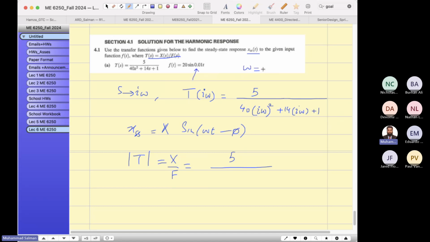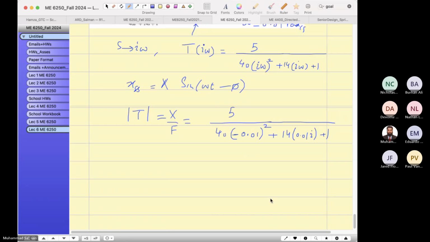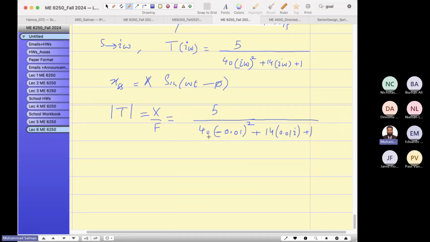The forcing frequency is 0.01 radians per second. So I want to just replace it by iota square, which is just like minus omega square, minus 0.01. I will say 0.01 omega. This is omega. Now I have still not taken the mod.